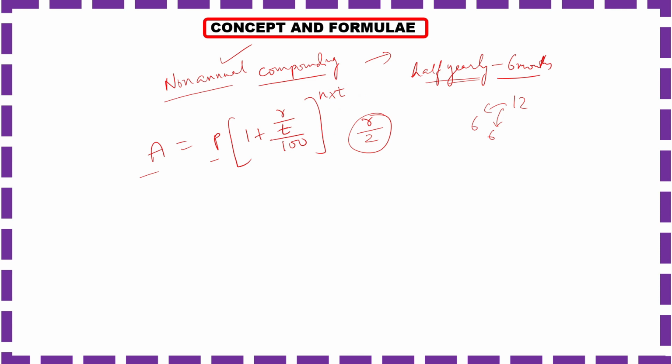R can be 5% per year, that is the rate of interest. If it were 10% per year, then it would be 10 by 2, and N into 2. So if it is annual compounding, we can directly use the formula as we learnt previously, which is amount A is equal to P into (1 plus R by 100) whole power N.